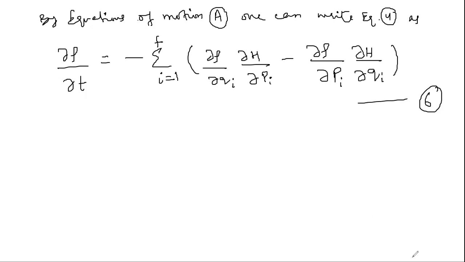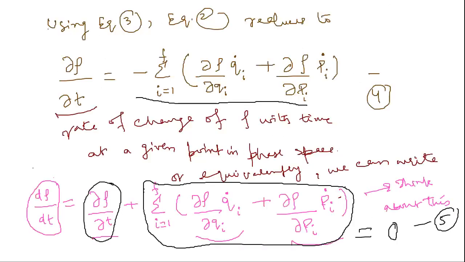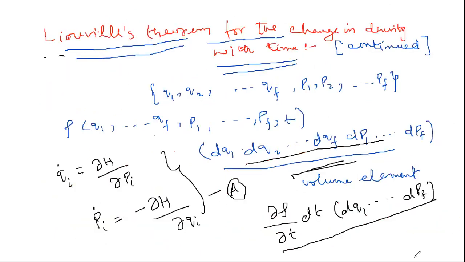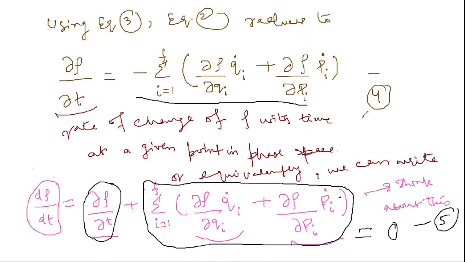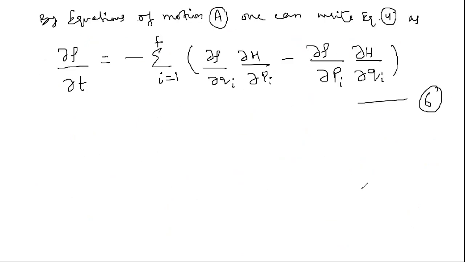Let me move to the previous page. Understand it, what we have done. This is our equation 4. So here I replace qi dot by dou h by dou pi. These are my equations of motion. I replace qi dot by dou h by dou pi, and I can replace pi dot by minus dou h by dou qi. So we have done that in 4. So I replaced pi dot by minus dou h by dou qi and qi dot by dou h by dou pi. So I got this equation 6. This minus is because pi dot is minus dou h by dou qi.